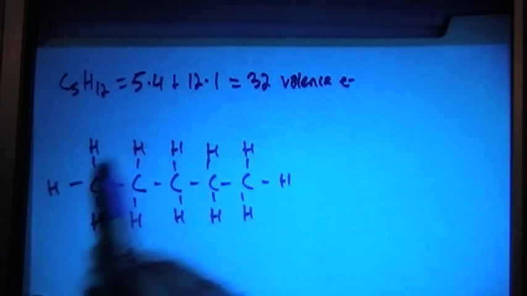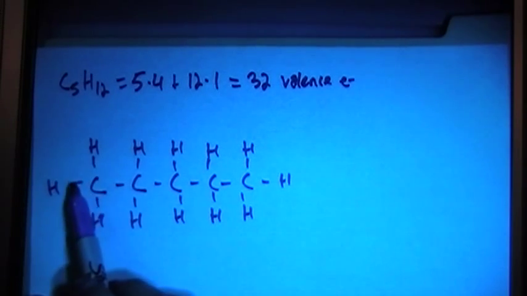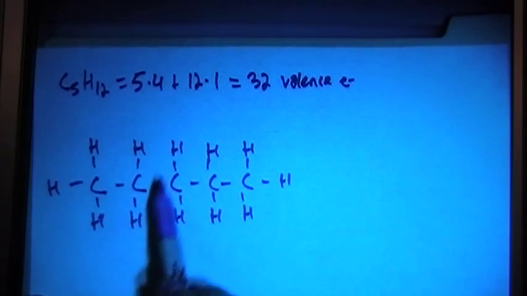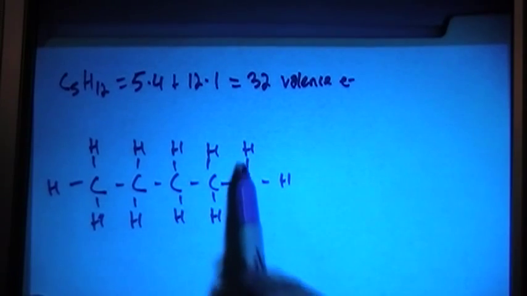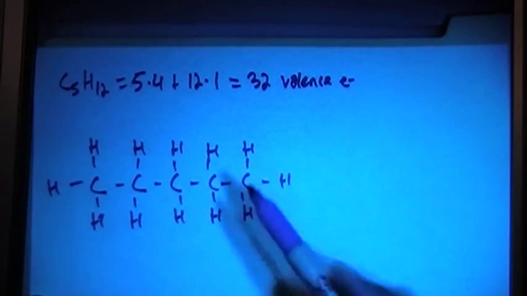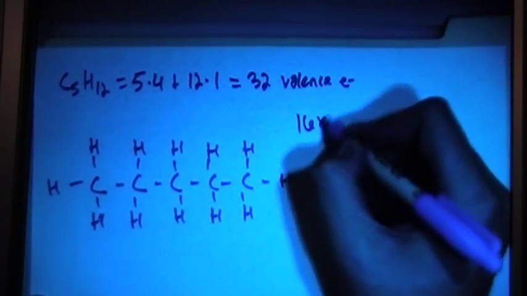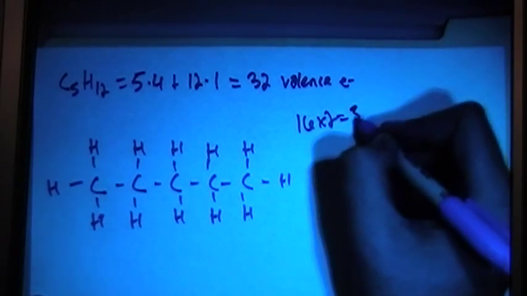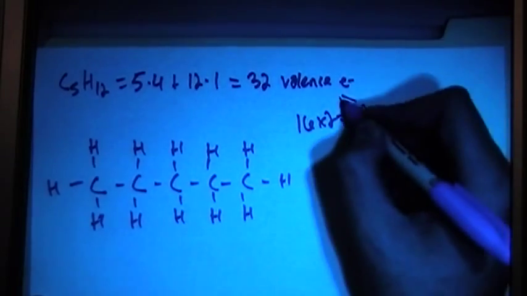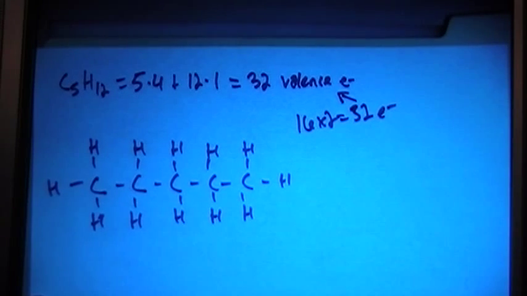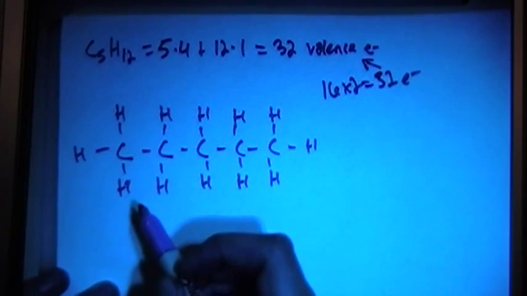So we can go ahead and count them up, see if we have 32. So 1, 2, 3, 4, 5, 6, 7, 8, 9, 10, 11, 12, 13, 14, 15, 16 bonds. 16 bonds times 2 gives you the 32 electrons that we have from valence. So that's exactly what we're looking for. Alright, so let's go ahead and check the formal charges now.